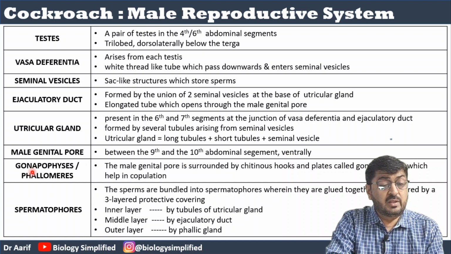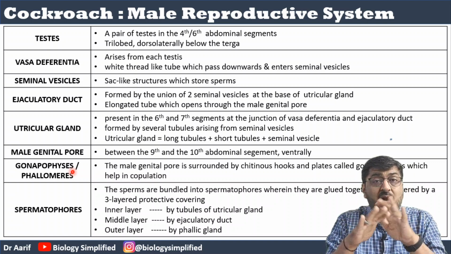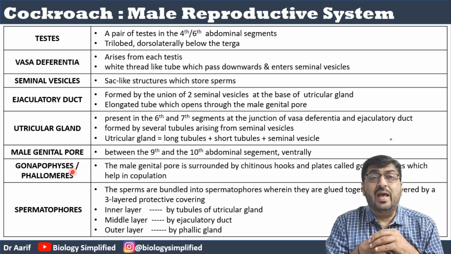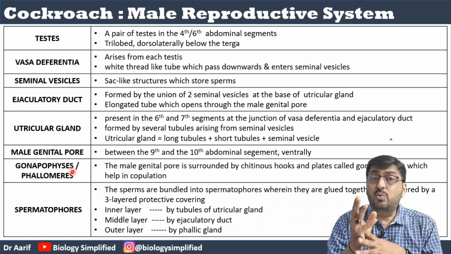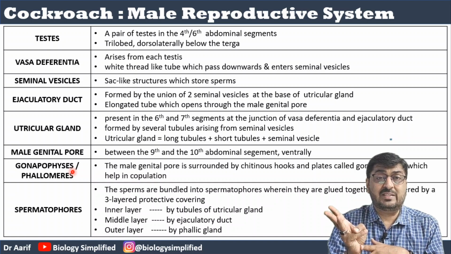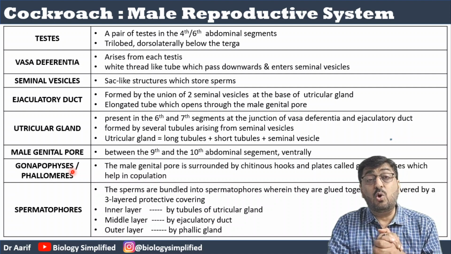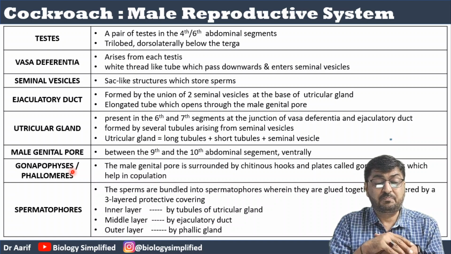Okay. Then gonapophysis, right? Abdomen में पढ़ा था. The male genital pore is surrounded by chitinous plates. These are called gonapophysis. Now the difference between the male and the female is male में you have 3 plates and female में you have 3 pairs of those plates. Right now? So male में the gonapophyses are also called phallomeres. The gonapophyses are called phallomeres, right?